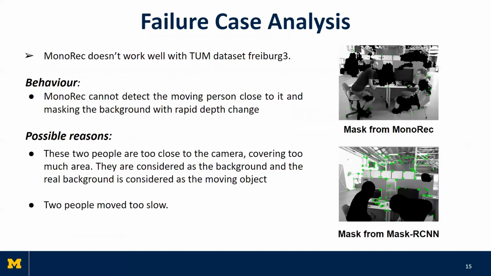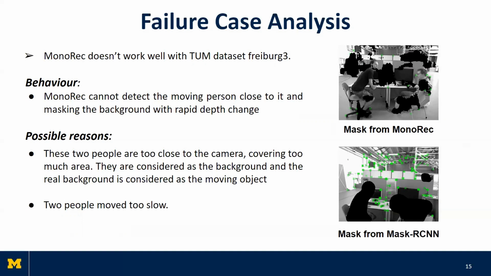Okay, so though MonoRec works super well with the KITTI dataset, it doesn't work that well with the TUM dataset. The top right figure just shows the mask generated from MonoRec on the TUM dataset. You can see that instead of masking the moving people, it's masking randomly on the background. For comparison, the bottom right figure is the mask from Mask R-CNN.